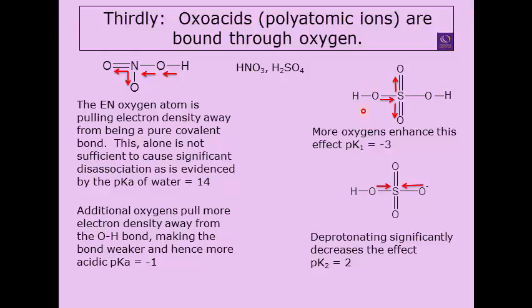So you may not remember all the electron movement, but just the general rule of thumb is this: the more oxygens, the stronger, or the more acidic, right? The more oxygens, the more acidic. And as you begin to remove the first proton, then the second proton comes off harder. In other words, it's less acidic. Okay, so this is actually still acidic, but it's considered a weak acid in this case.